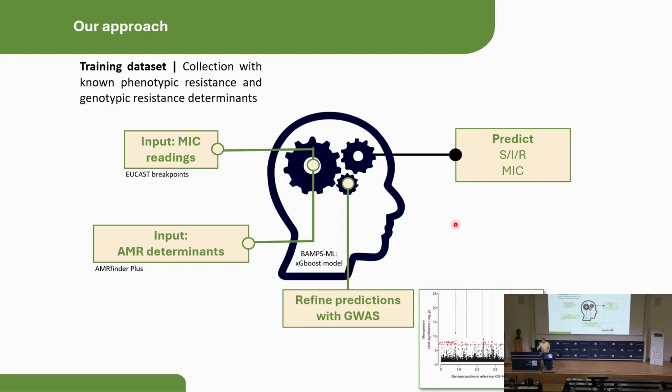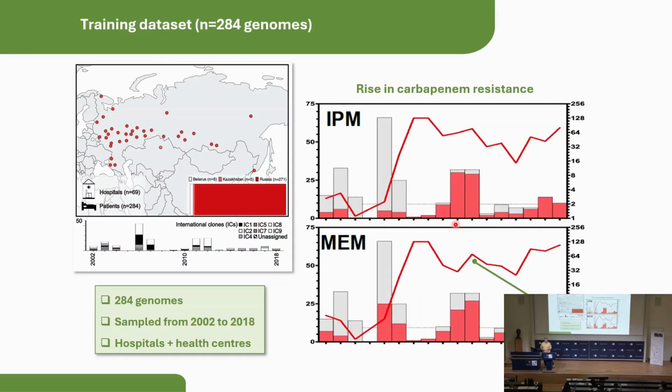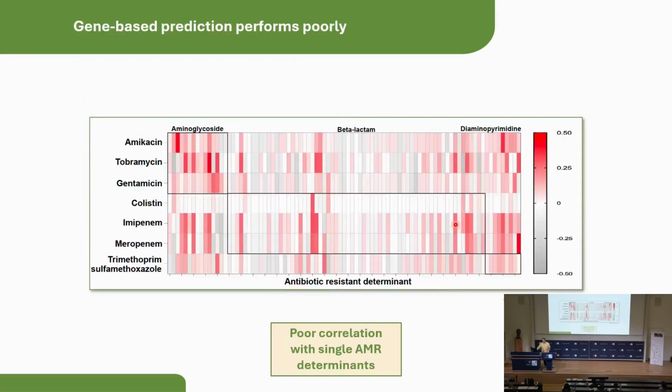in an iterative way. And any model is only as good as your training data, and in this example we have a training data set of about 300 genomes that were collected over a 20-year period in Russia and Eastern Europe. And during that time, carbapenem resistance increased sharply, so we have a good mix of susceptible and resistant isolates, and they were collected over multiple hospitals and different health centers.